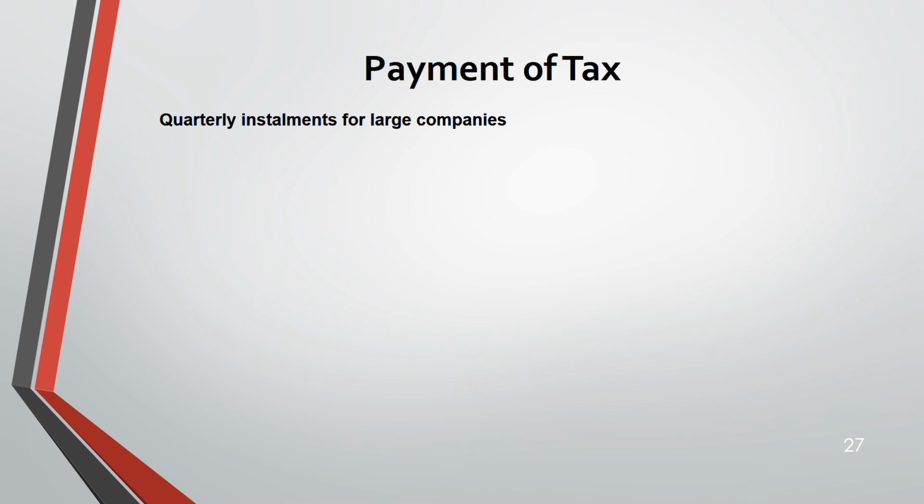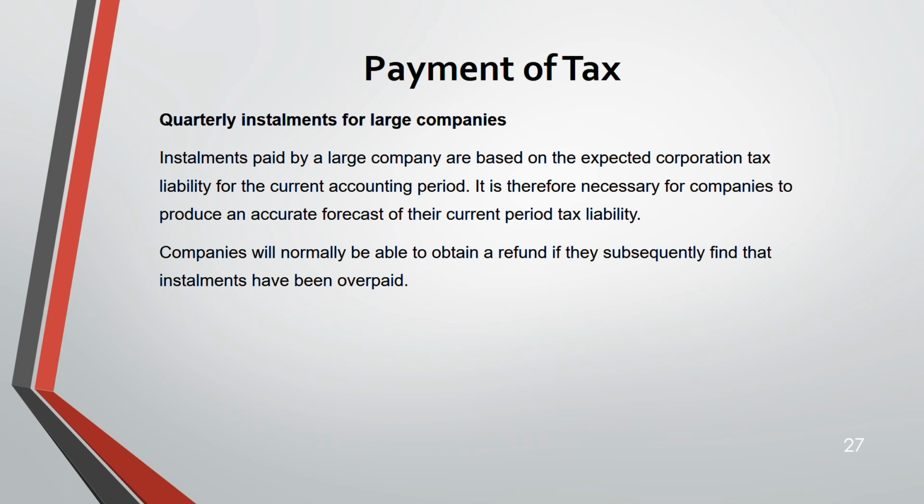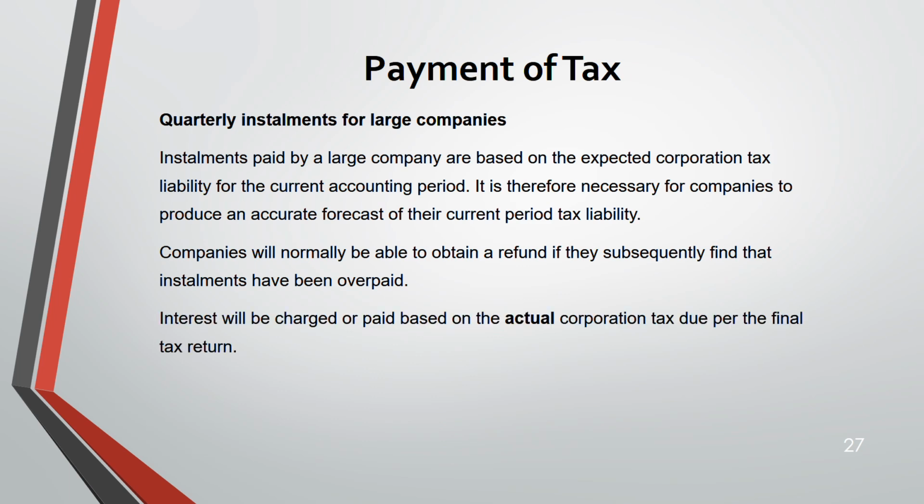Next is quarterly installments for large companies. Installments paid by large companies are based on expected corporation tax liability for the current accounting period. Therefore, it is necessary for companies to prepare a forecast of their current period tax liability. Companies will normally be able to obtain a refund if they have overpaid in their installments. Interest will be charged or paid based on the actual corporation tax due per the final tax return.